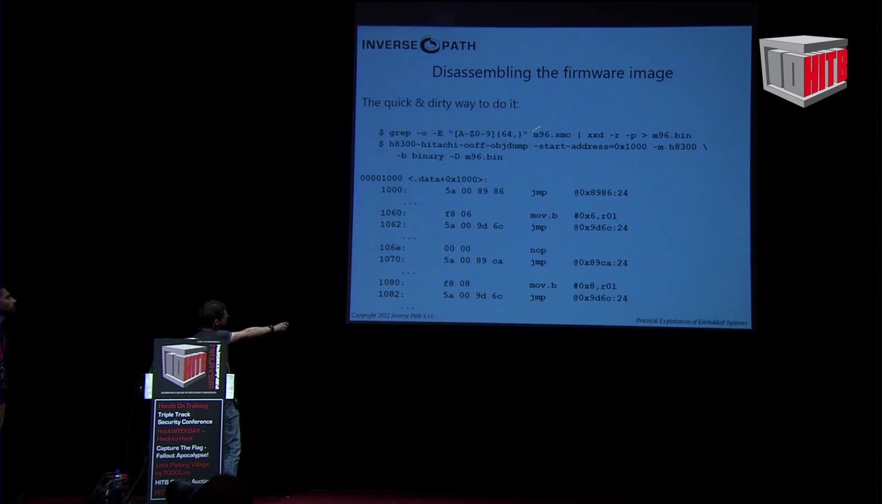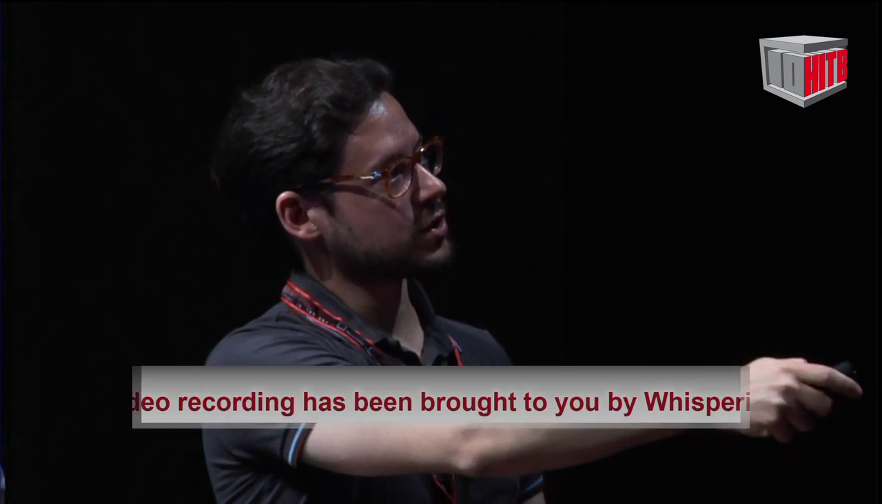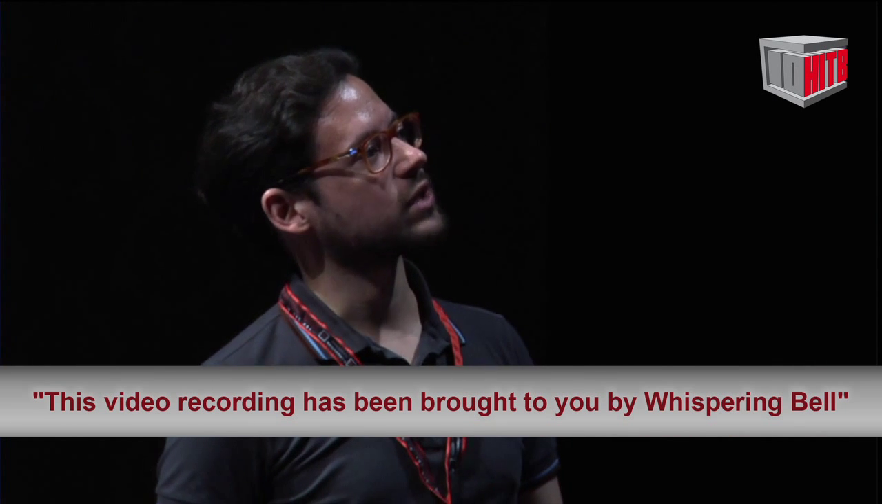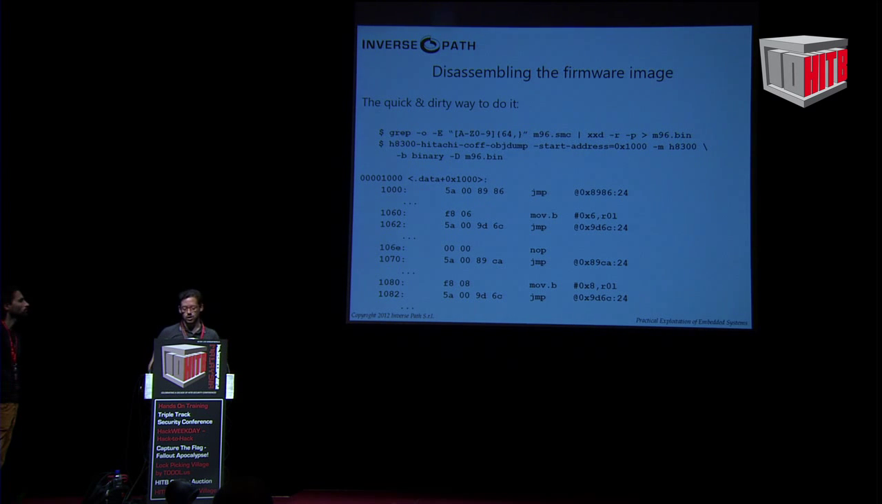So you cut out the data blocks which are interesting for you, and you convert the ASCII representation of the hexadecimal values to their actual binary value. You do that with this one-liner here. It converts the easily readable file to an actual binary, where you can run strings on it and disassemble it. Then if you have the H8300 development toolkit, which is available online, you point to the right start address, which in this case is offset 0x1000. You set the architecture, and you can disassemble the code. We can see that it matches our expectation: the first instruction is a jump to 0x8986.